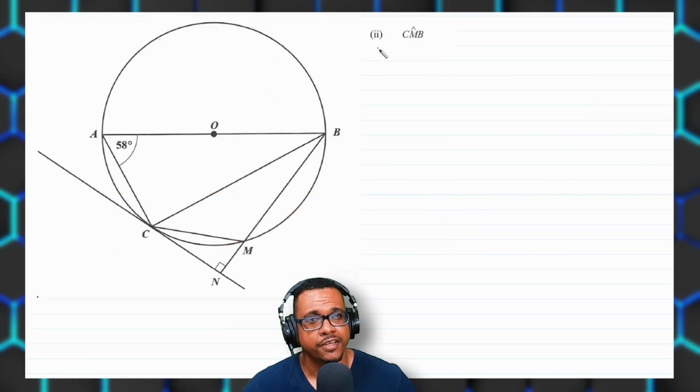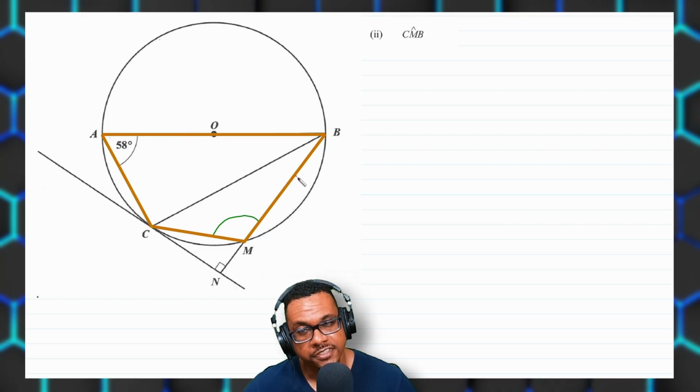So next up, we want to find out what is angle CMB. So now if you look at the diagram again, this is C to M to B. So that means this is the angle that we want to find. C to M and then M to B. Now I am seeing a cyclic quadrilateral, so I'll highlight it for you. So if you notice, this shape has 4 sides and all 4 vertices touch the circumference of the circle. So here, here, here, and here, which would make it a cyclic quadrilateral.